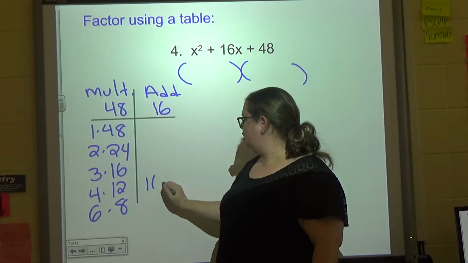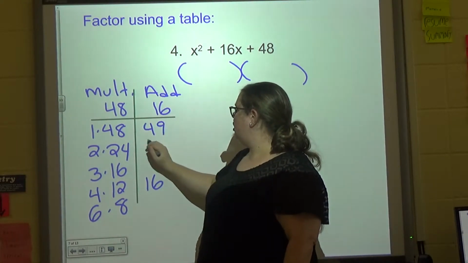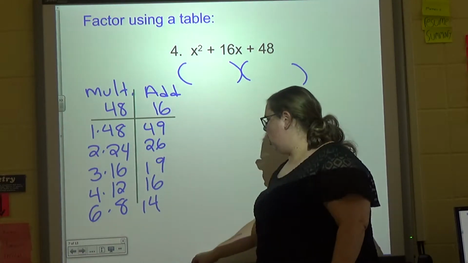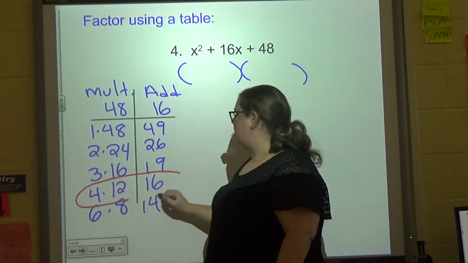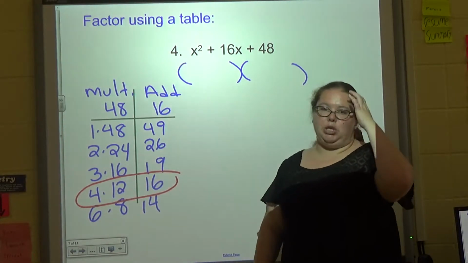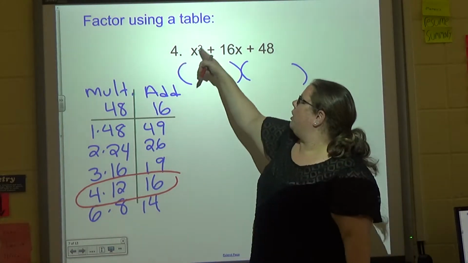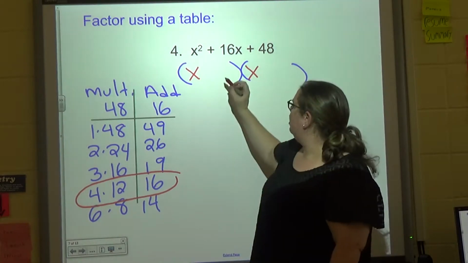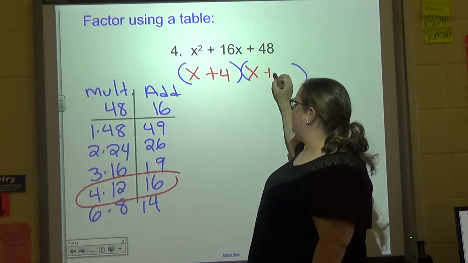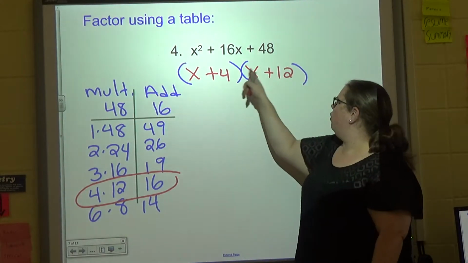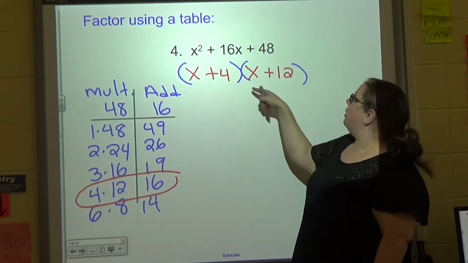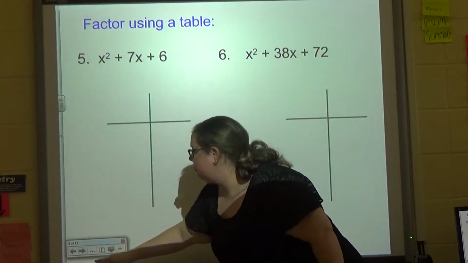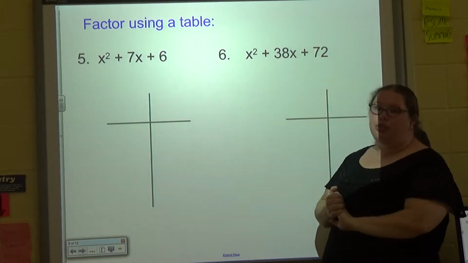Hopefully, it's right here. Right, this is 49, 26, 19, 14. So I was looking for 16, so that tells me my 4 and my 12 are my two numbers. What times itself is x squared? X times x is x squared. Positive 4 and positive 12. 4 plus 12 is 16. 4 times 12 is 48. Alright, pause the video and try this one on your own.